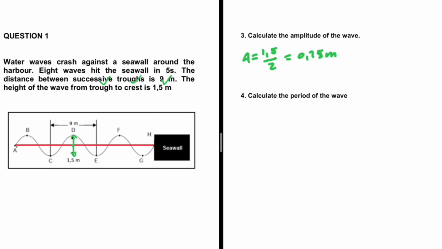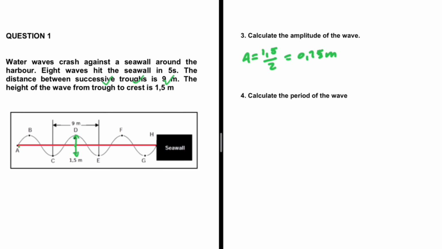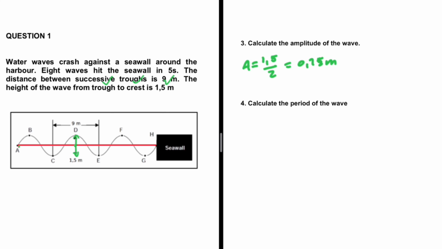Usually, you have to calculate it. There's a bit of trickery that you have to overcome in order to find your amplitude. And then the fourth question, calculate the period of the wave. So let's go ahead and take a look at the given information.